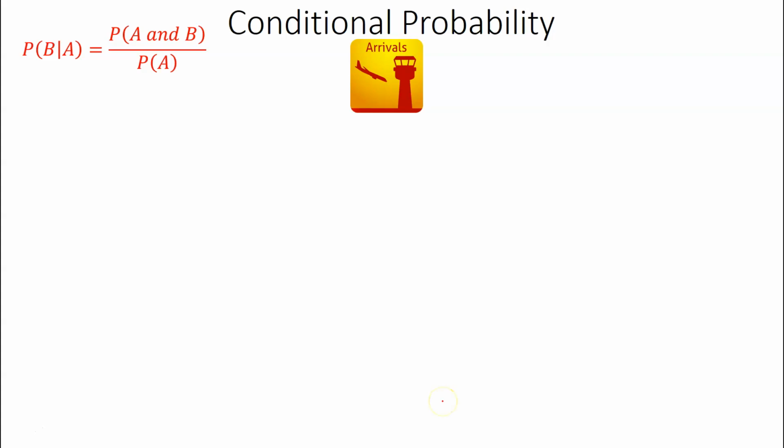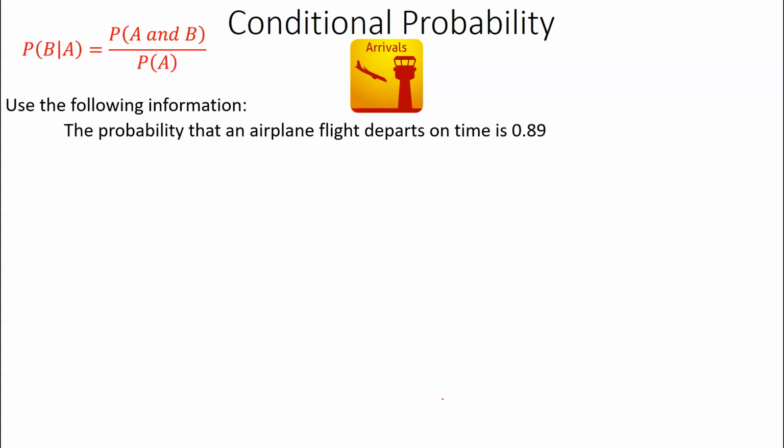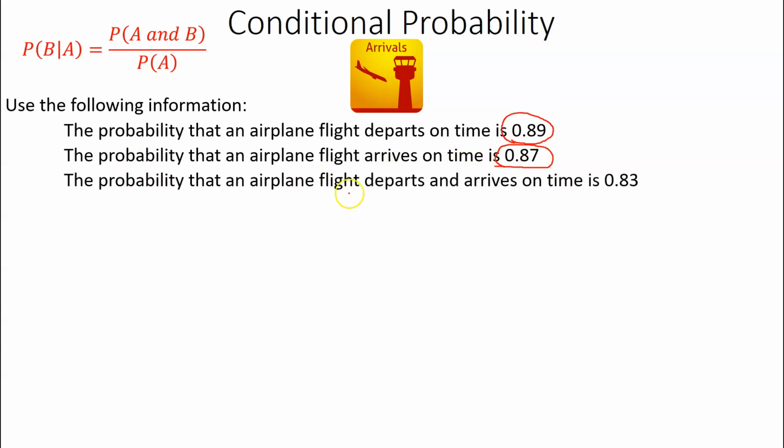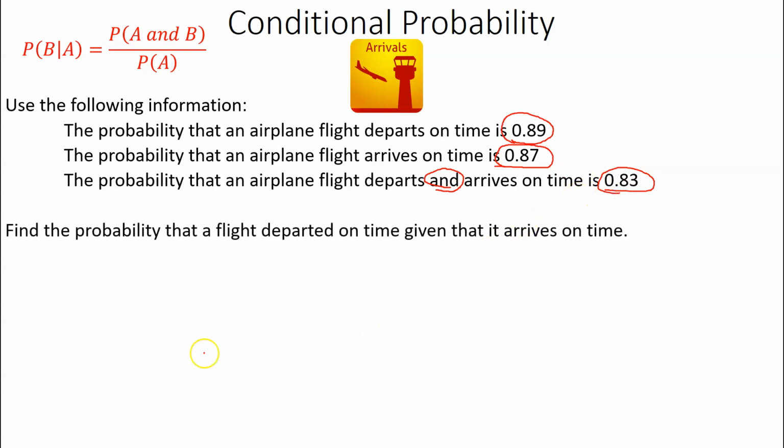Let's take a look at some more conditional probabilities. Here's some information. The probability that an airplane flight departs on time is 89%. The probability that the airplane flight arrives on time is 87%. So leaving on time, arriving on time. You'd think they'd be the same, but of course they're not. I suppose there are factors that can affect them up in the air, wind or something changes. I'm not sure. The probability that the airplane departs and arrives, notice this is an overlap, there's an "and" here, is 83%.